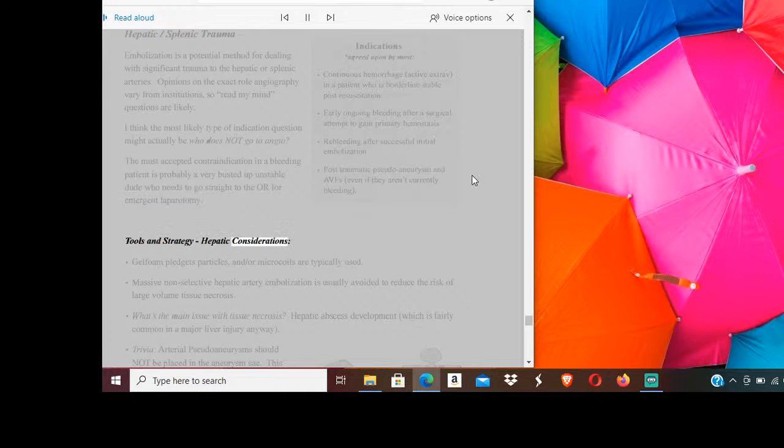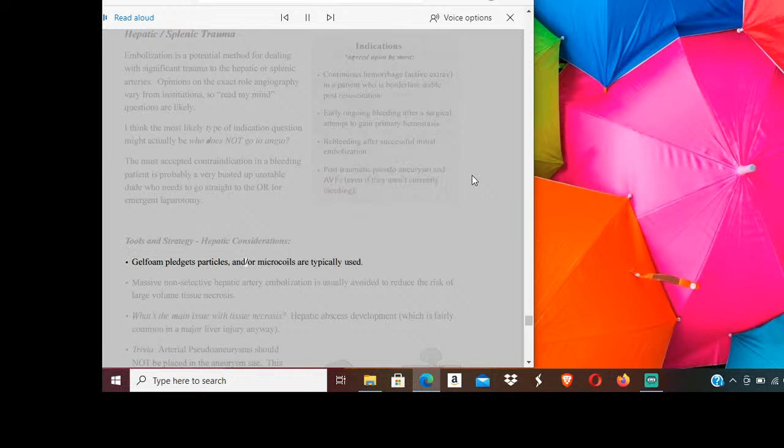Tools and strategy. Hepatic considerations. Indications agreed upon by most: continuous hemorrhage, active extravasation in a patient who is borderline stable post-resuscitation; early ongoing bleeding after a surgical attempt to gain primary hemostasis; rebleeding after successful initial embolization; post-traumatic pseudoaneurysm and AVFs, even if they aren't currently bleeding.